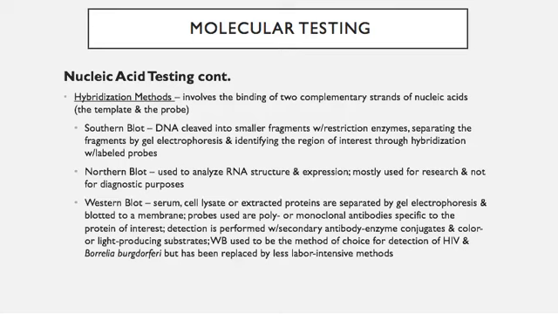Hybridization methods involve the binding of two complementary strands of nucleic acids, so that includes the template and the probe. In Southern blot, you've got DNA that's cleaved into smaller fragments with restriction enzymes, separating the fragments by gel electrophoresis and identifying the region of interest through hybridization with labeled probes.